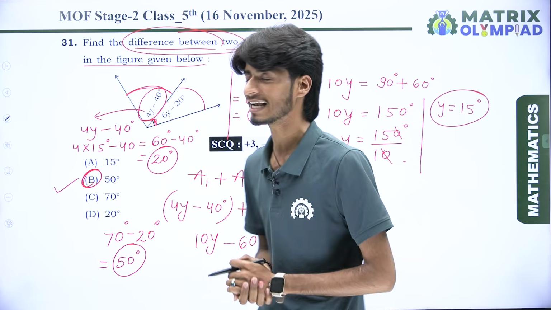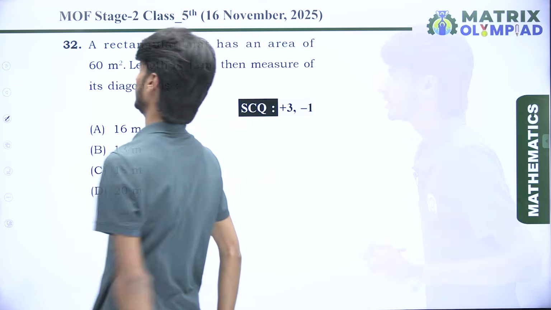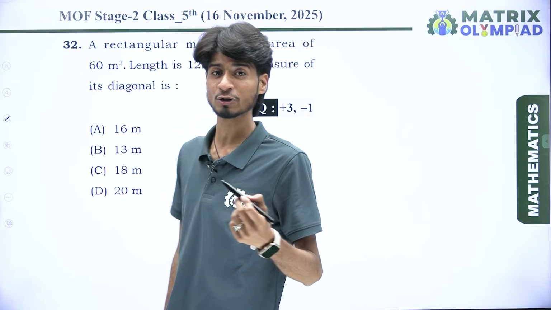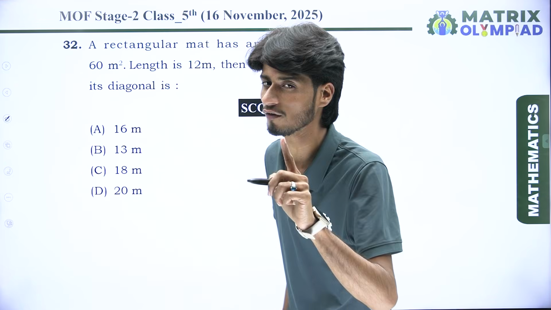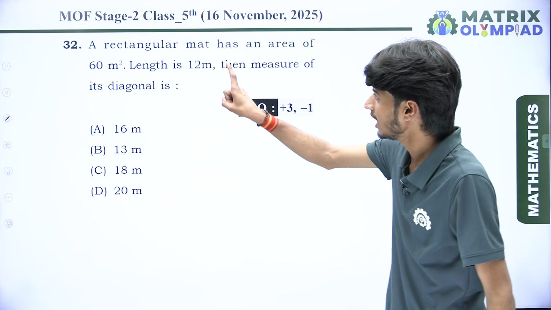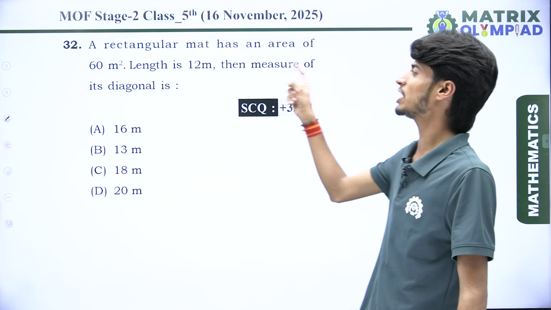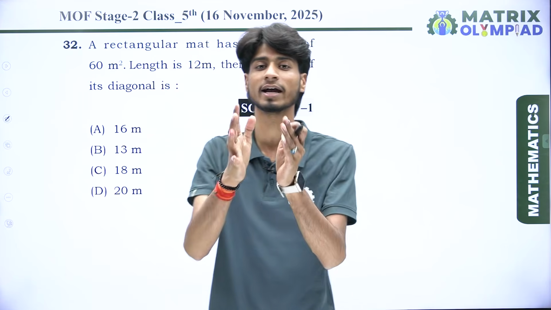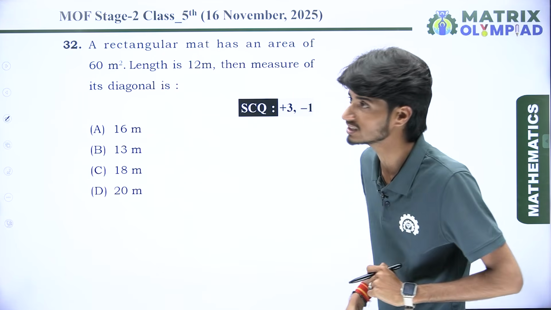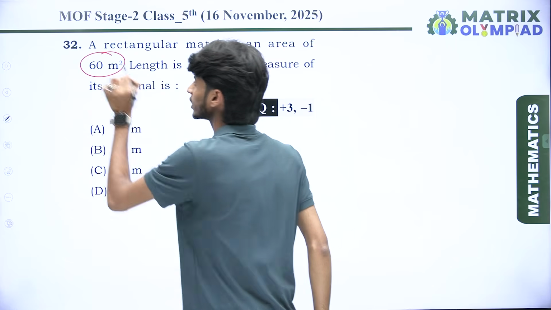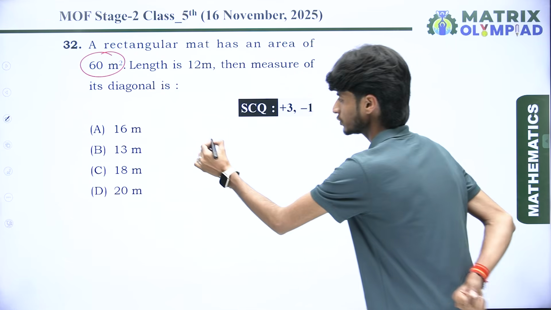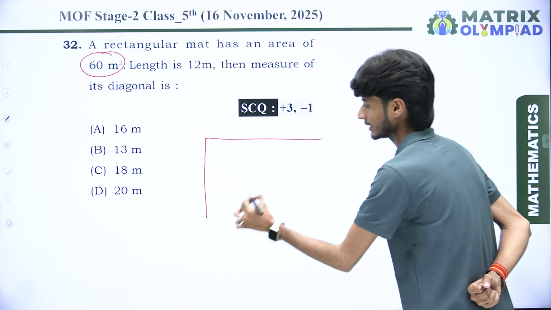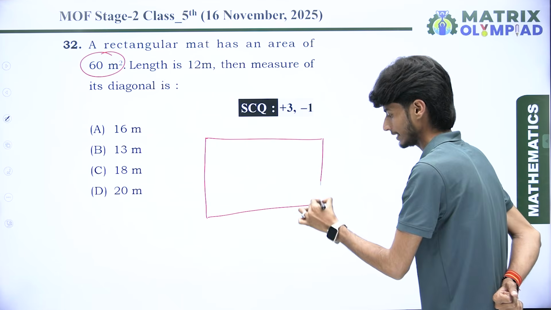Let's come to the second question. Now we have question number 32, which is the second question of mathematics in your paper. What does it say? Look. A rectangular mat has an area of 60 meters square. That means we have the area of a rectangle, which is equal to 60 meters square according to the question. Got it? So we will make the shape of a rectangle like this.